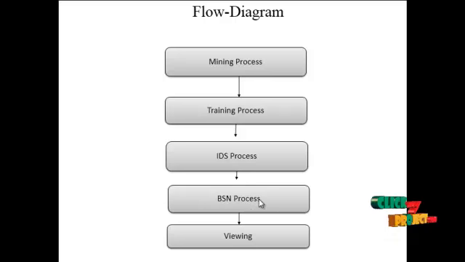Next is the BSN process. Once our IDS process is completed, the successfully refined data is passed into the BSN process. The BSN process shows which types of attacks occurred in our process, along with the non-attack data. All of the attack data, non-attack data, and malware information are displayed in this BSN process. At last is the viewing process, where the user can view all of the processes. The final output is the pure attack and non-attack data displayed in this process.